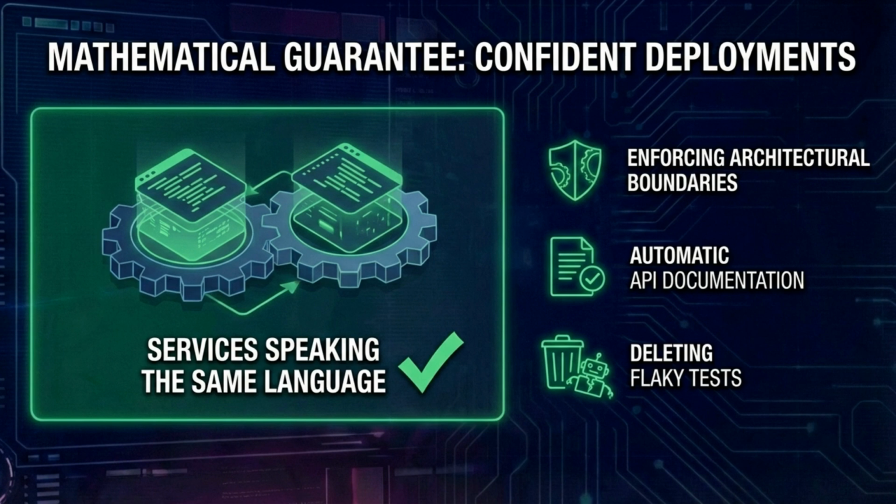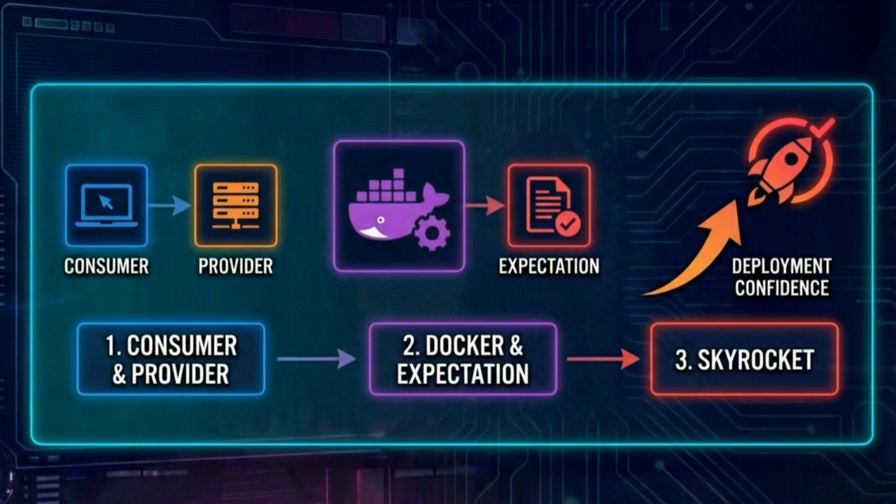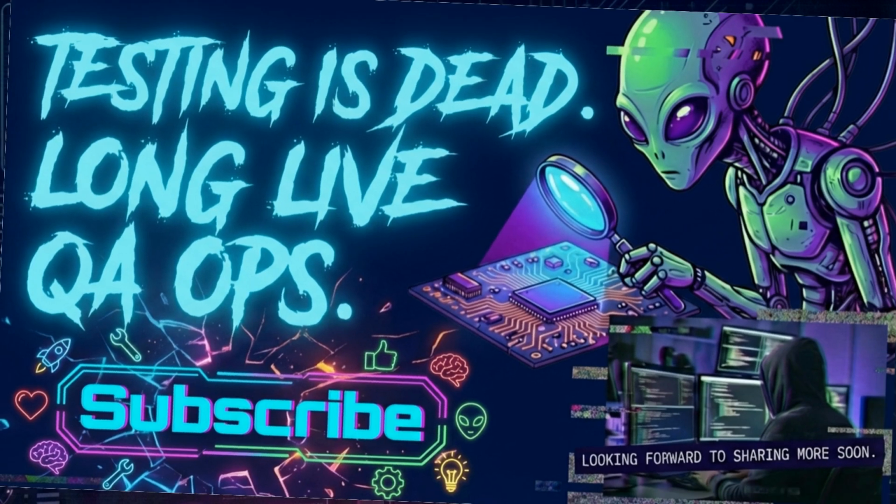By adopting this, you aren't just testing, you are enforcing architectural boundaries. You are documenting your API usage automatically. And best of all, you are deleting those flaky Selenium tests that fail every time a CSS selector changes. Start with one consumer and one provider. Get the Docker container running, write one expectation, and watch your deployment confidence skyrocket.